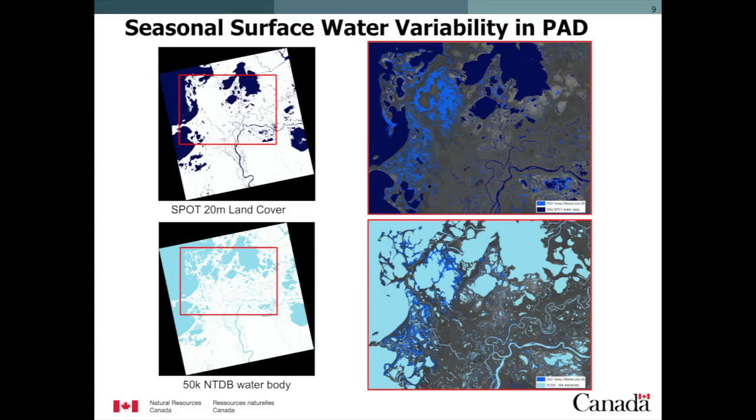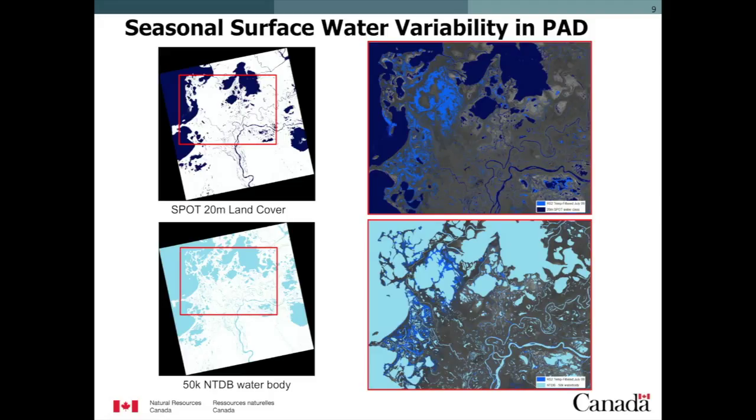So one of the reasons that we've been driven to look at SAR for surface water is the inadequate map layers that are available through other sources. If you go to the NTDB 50K water body layer, it's based on about 1970s photography, and while it's fairly accurate for some permanent water bodies, it certainly doesn't map the transitional water bodies very effectively, and especially water bodies that have changed over time.